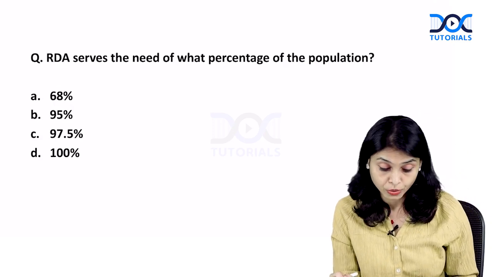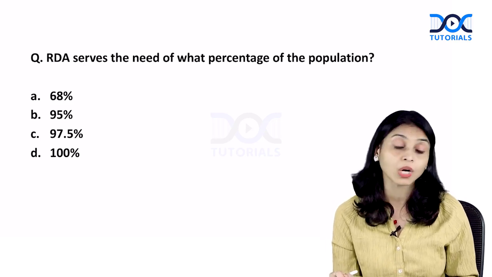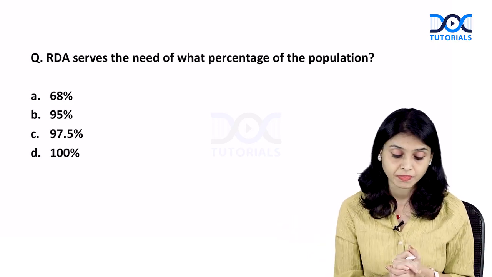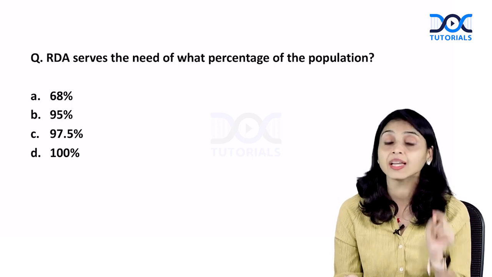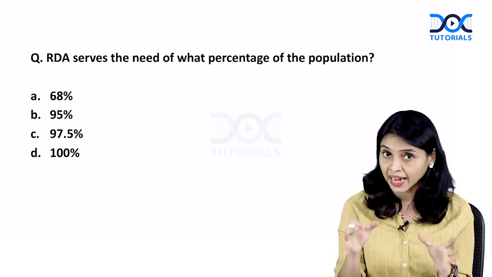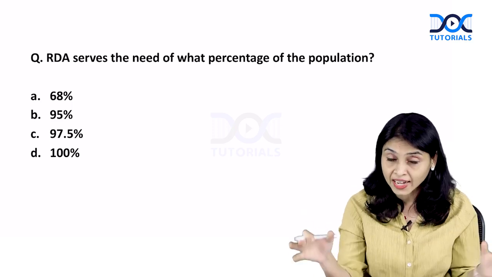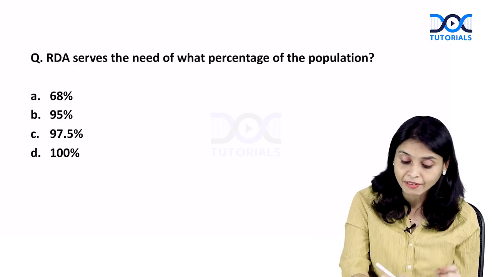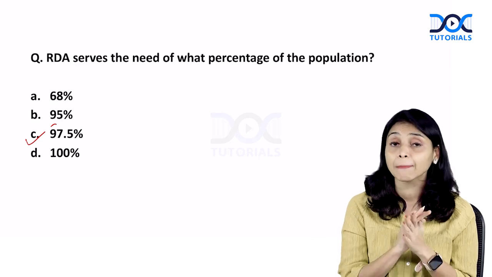Again, another question from nutrition. RDA serves the need of what percentage of population? Another repeatedly asked question, and you know the answer. RDA is recommended dietary allowance. And recommended dietary allowance is for satisfying the needs of what percentage of population? 97.5% of the population. This we have learned many times.